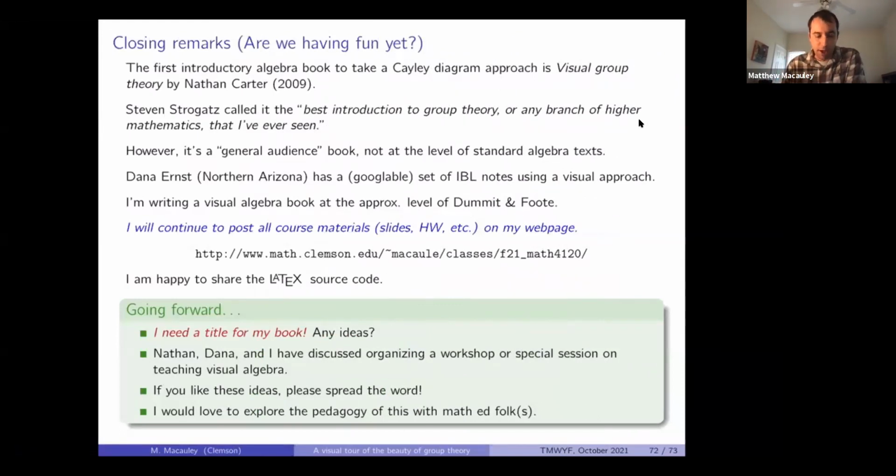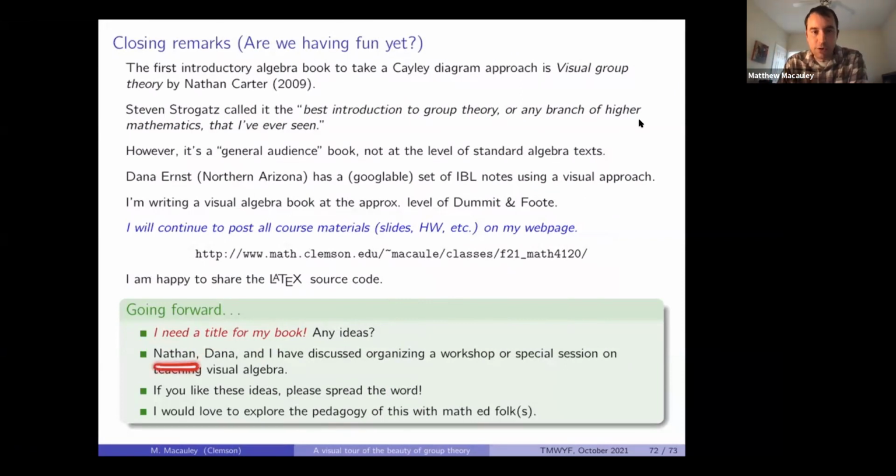I have some closing remarks. Going forward, I'm writing a book on this stuff. I need a title, so if you have any ideas, let me know. I had this great idea, postmodern algebra, and then I Googled it, but it's been taken. And then I realized that Joe Gallian's book is Contemporary Abstract Algebra, which is like later in time in the art world than postmodern. So I need a title.